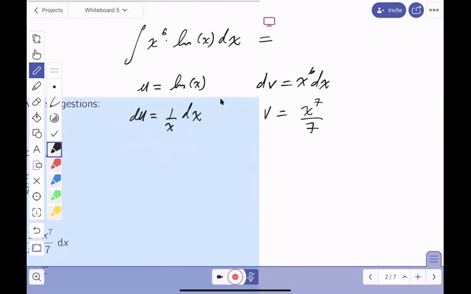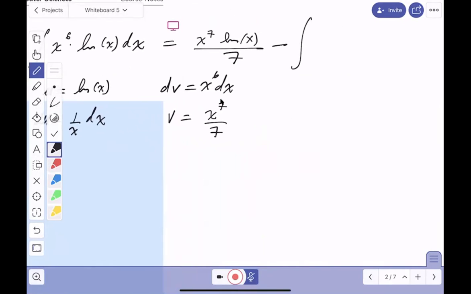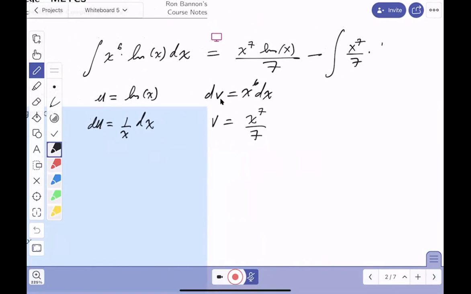So it's going to be uv. So it's going to be x to the 7th ln x over 7 minus v, the integral, I'm sorry, integral of x^7 over 7 times du, which is 1 over x dx.